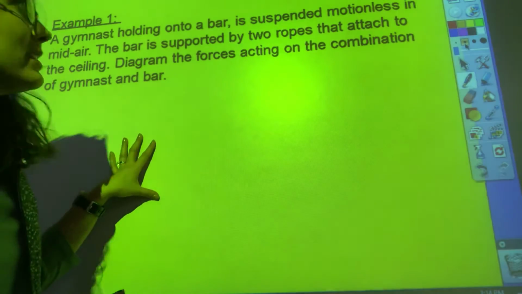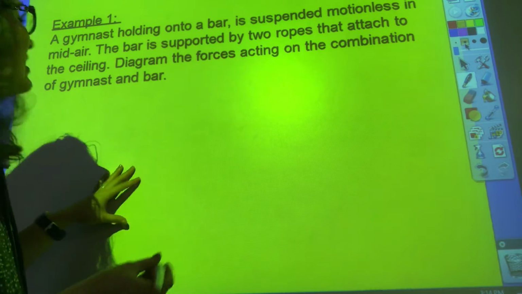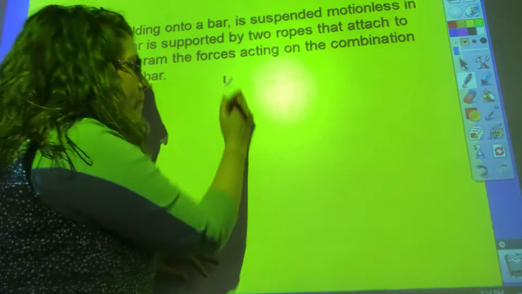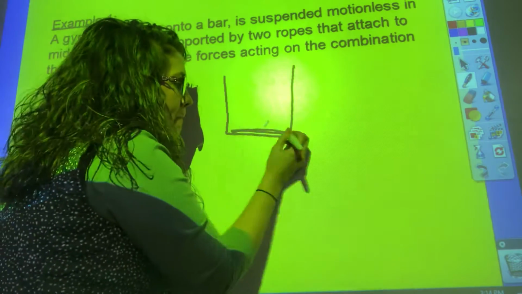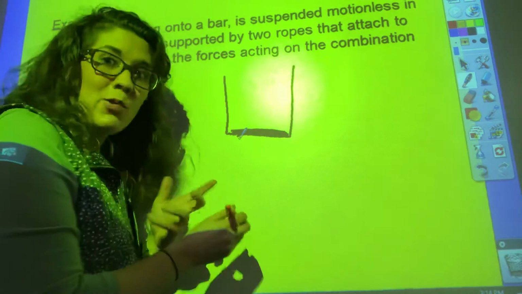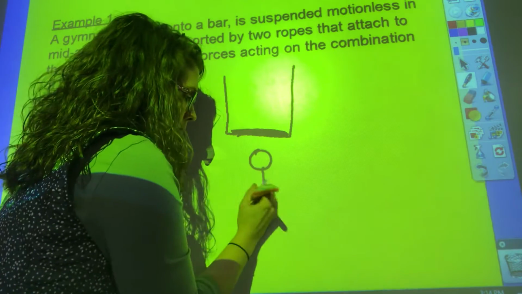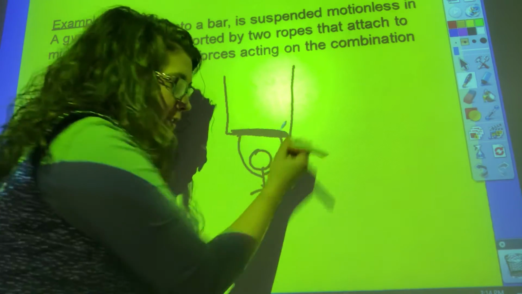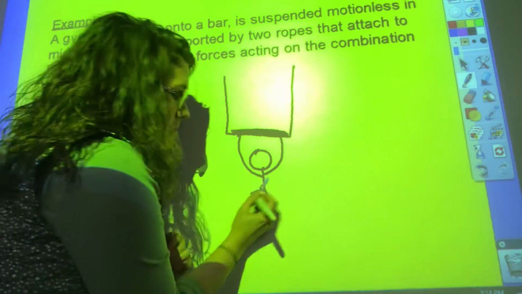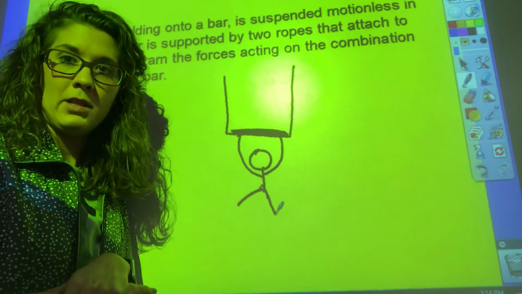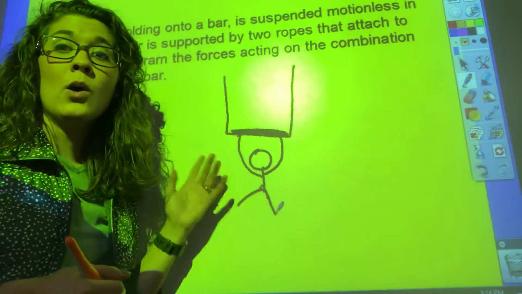It says a gymnast is on a bar, suspended motionless in the air. Okay, so here's your bar, and your gymnast is holding on to it. They've got really long arms. Don't judge them. Is that better? Maybe a little bit better. Okay, this is what's happening in my picture.